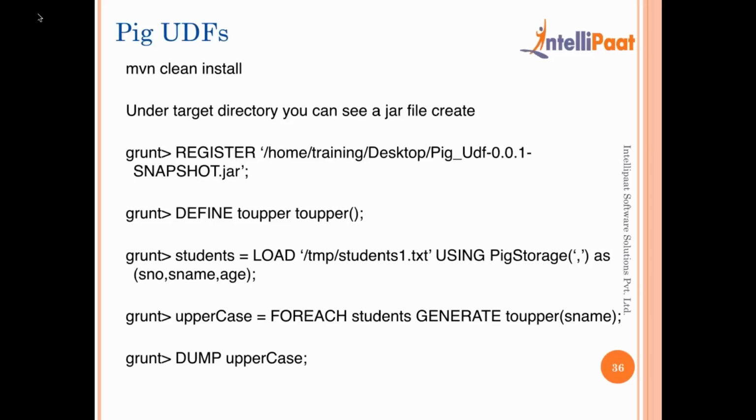To use that as a Pig UDF, you have to go to the grunt prompt. To go to the grunt prompt, you will normally say pig -x local or pig -x mapreduce. Then you say register, which means you are telling Pig that this is the jar you are going to use, followed by the path. Here my path is home, training, desktop, whatever the path is. After that I am going to give a nickname for my UDF, defining my UDF out of the jar. I am saying define toUpper.